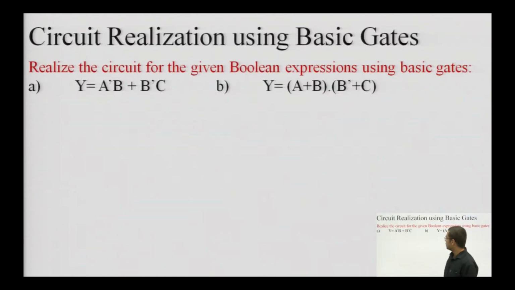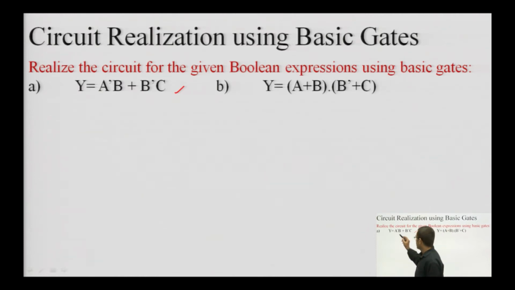So, let us start with circuit realization using basic gates. The basic gates are three gates: AND gate, OR gate and NOT gate. These are the three basic gates. So, any expression which is provided to me, something like this, and if I am asked to realize a circuit for this, then I have to first identify which gates are required.